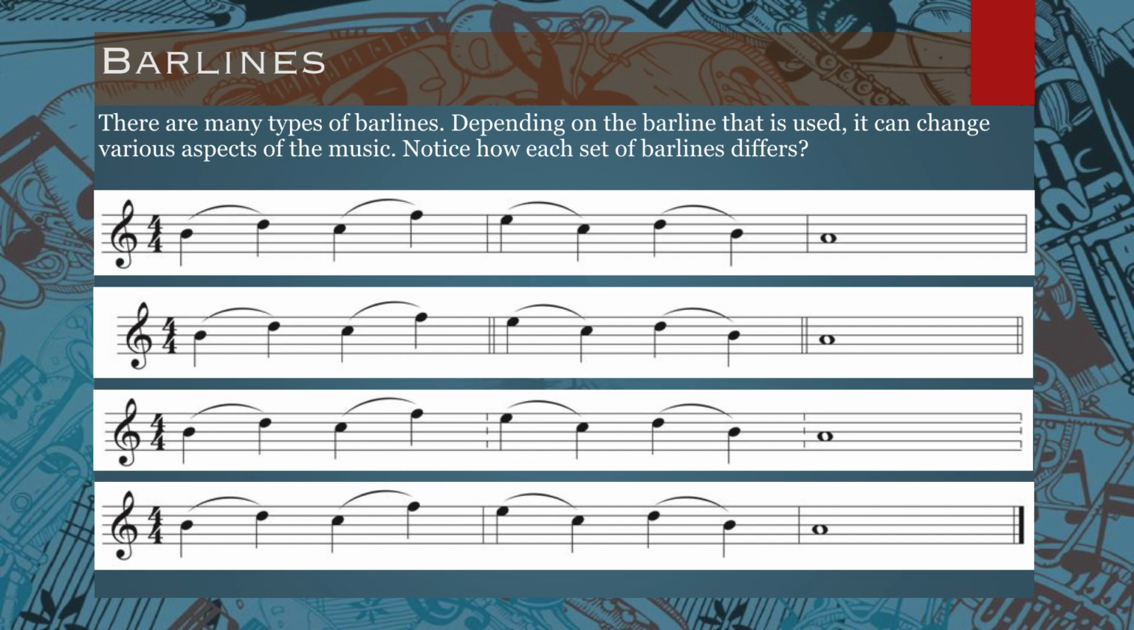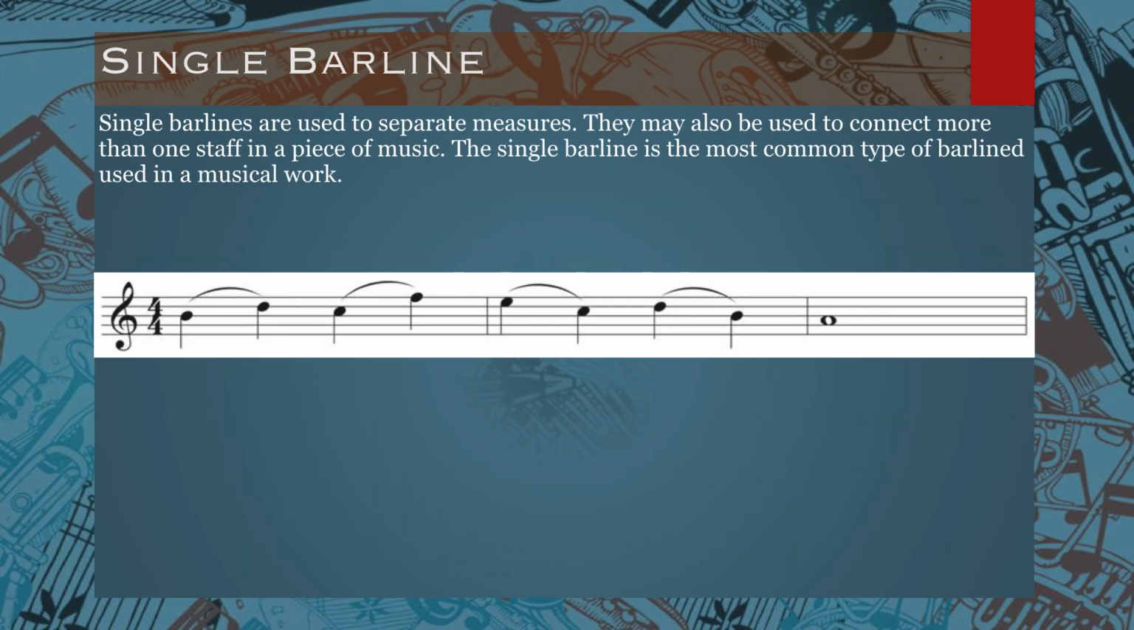So now let's talk about these individually. The single bar lines are used to separate measures. They may also be used to connect more than one staff in a piece of music. That would be called a systemic bar line when it extends through more than one staff. The single bar line is the most common type of bar line used in a musical work. You're going to see this more often than any of the other types of bar lines.